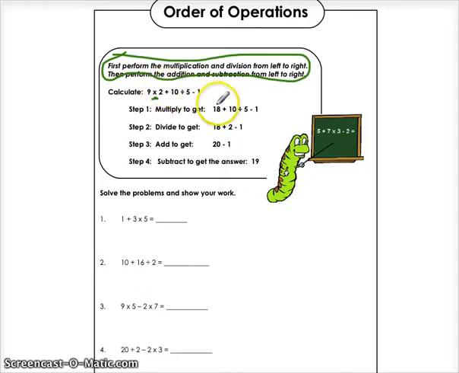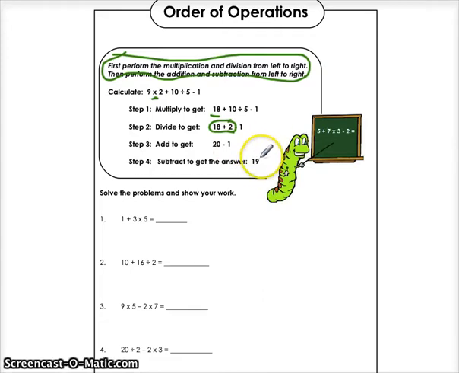So 9 times 2 is 18. Then we would divide, because we have to take care of multiplication and division first. 10 divided by 5 is 2. So we have 18 plus 2 minus 1. Then we have to take care of addition and subtraction from left to right. Since addition comes before subtraction when reading left to right, we would do 18 plus 2 is 20, and then take away 1. So the answer would be 19.